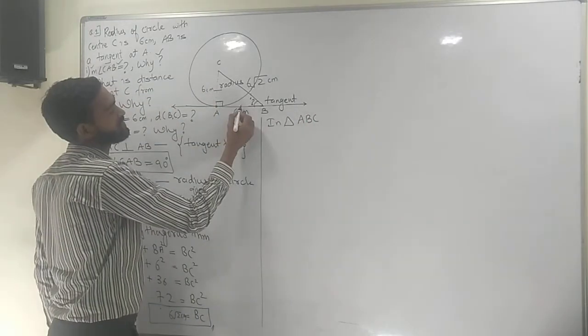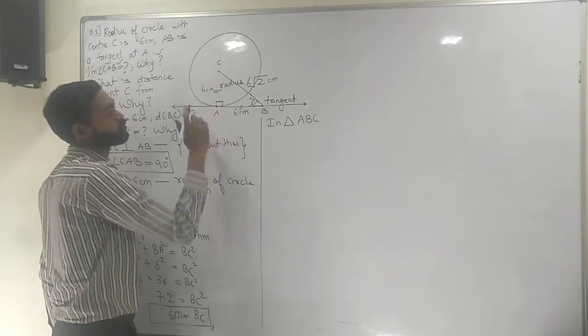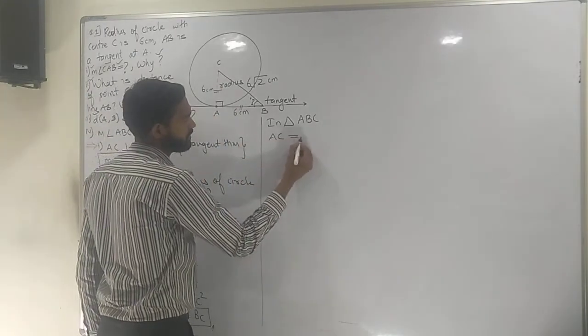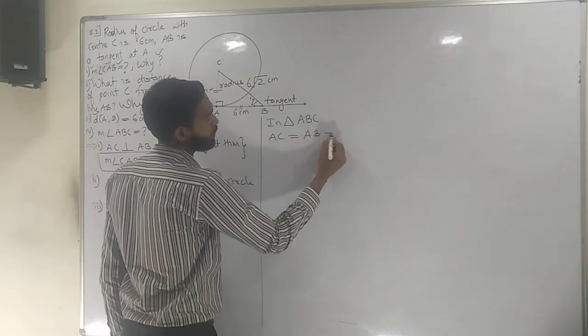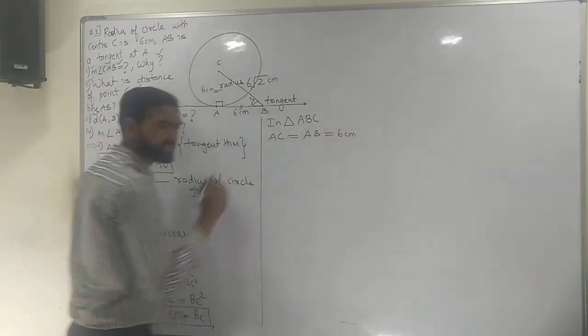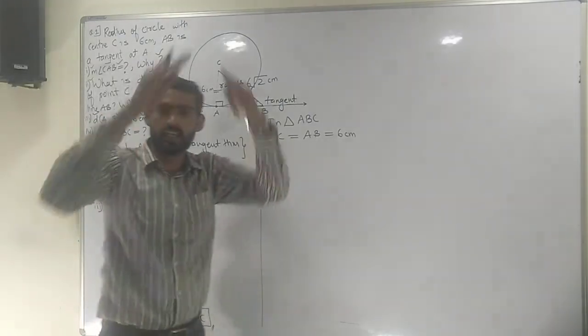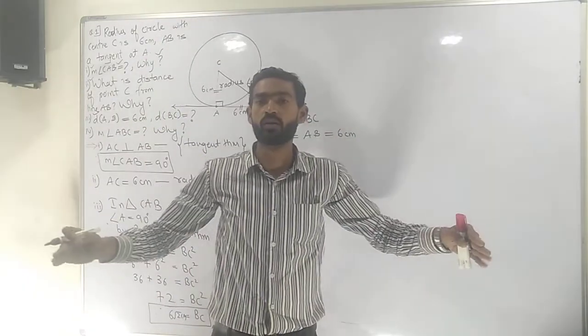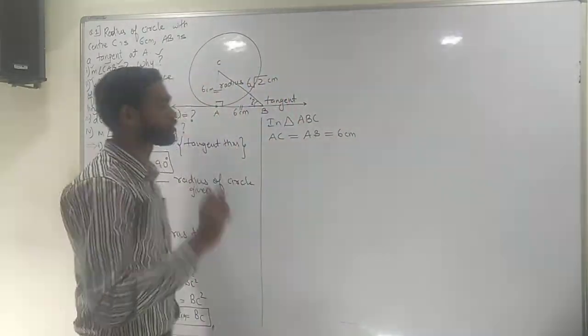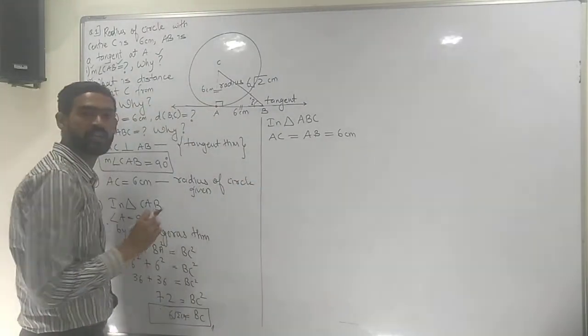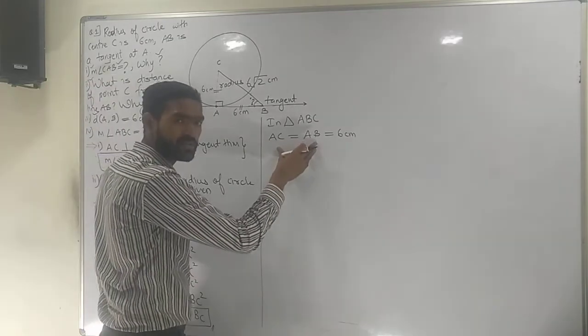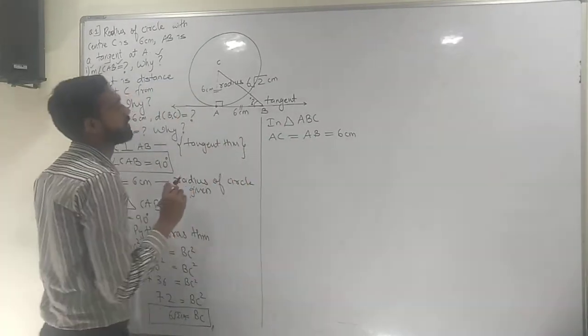right? What can we see? We can see two sides are equal. Which two sides? AC is equal to what? AB. Why are both equal? Because both are 6 centimeter. Now students, a triangle whose two sides are equal, which triangle is it? An isosceles triangle. The triangle becomes isosceles if two sides are equal.